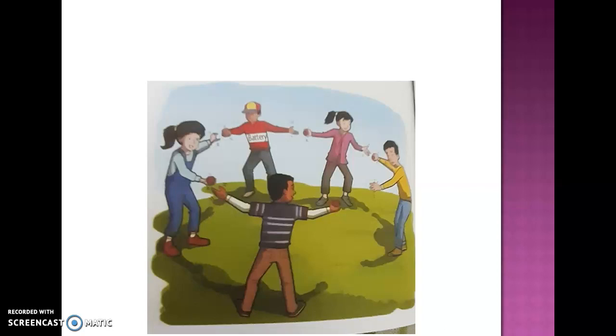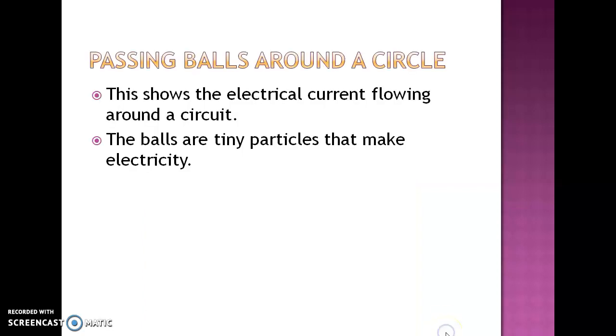Now, look at this picture. In this picture, 4 of them are nearby, and between 2 in front, the ball is far away. So there is a lot of chance that the ball is not connected. So, the electricity also will not be flowing very easily. Now, when the balls are being passed around in a circle, what does it show? It shows the electrical current that is flowing around a circuit. And these balls are very tiny particles that make the electricity. I'll tell you what they are called in the amazing facts.